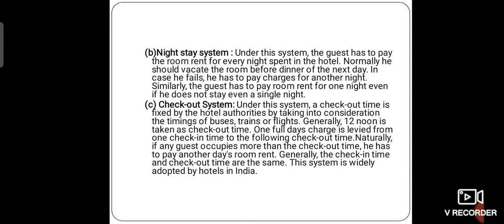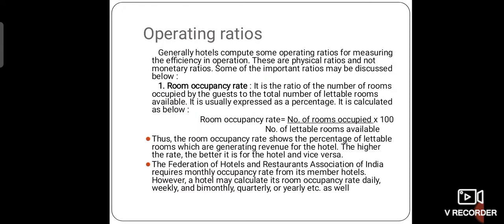Okay. Next, we can calculate different operating ratios in order to know the efficiency, or how the hotel is functioning. Is it properly or not? So let's see which are the different operating ratios. Generally, hotels compute some operating ratios for measuring the efficiency in operation. These are physical ratios and not monetary ratios. Which are those? First one is the room occupancy rate. Okay, it is the ratio of the number of rooms occupied by the guest to the total number of lettable rooms available.